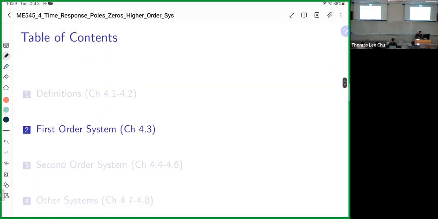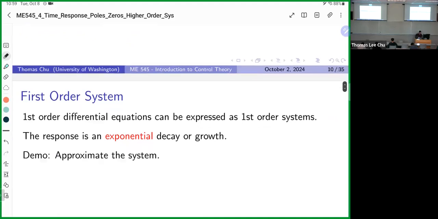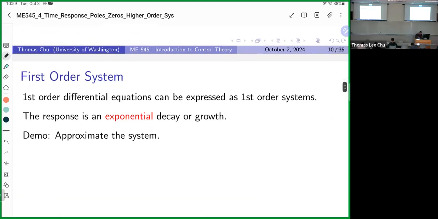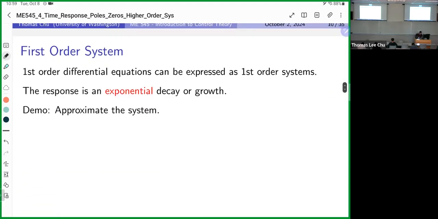That's in chapter 10. So now we're going to move on to first order systems. A first order system is just first order in the time domain. It's just a first order differential equation, which can be expressed as a first order system. The response is the exponential decay or growth.